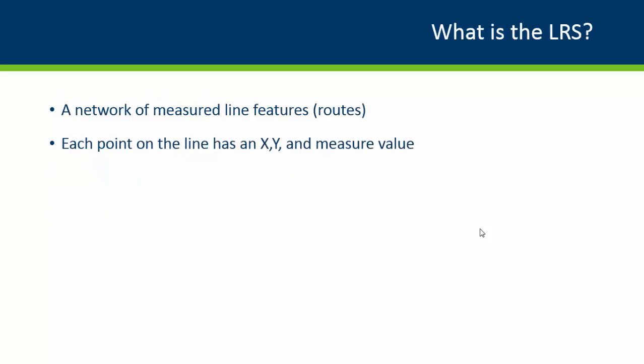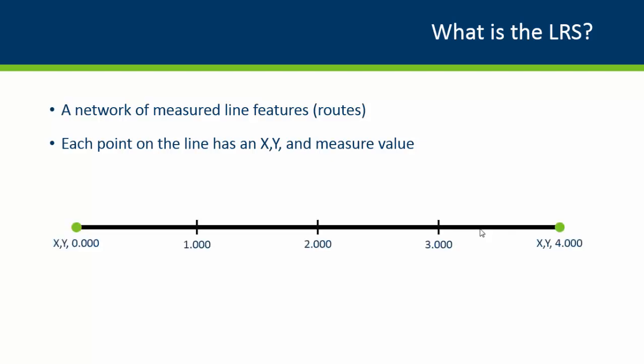Okay, so the LRS has been mentioned and discussed for the past 4 to 5 years, but what exactly is it? Well, the LRS is a network of measured line features called routes to which attributes can be referenced. Unmeasured center lines are first digitized and then calibrated and given a route and object ID to become routes. Each point along the line has an X, Y, and measure value. Because the routes are measured, roadway characteristics called events can be referenced.